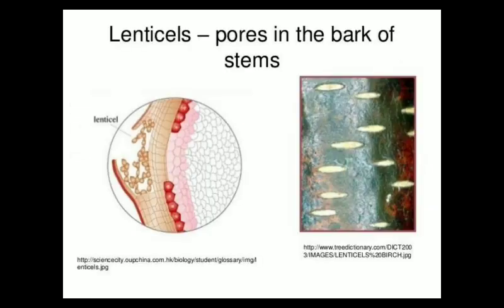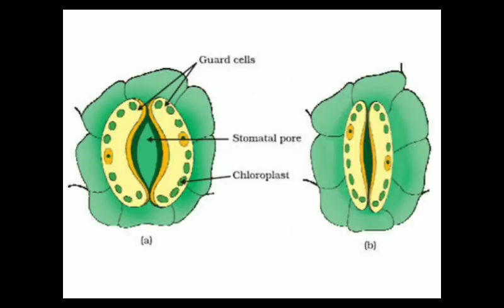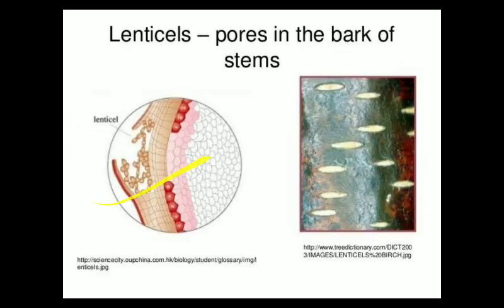The second structure is the lenticels. What are lenticels? Lenticels are small openings present over the bark of the stem. What is the difference between stomata and lenticels? Both are minute pores, but the basic difference is that stomata remain open during the daytime and get closed during the night time. On the other hand, lenticels remain open throughout the day and throughout the night.